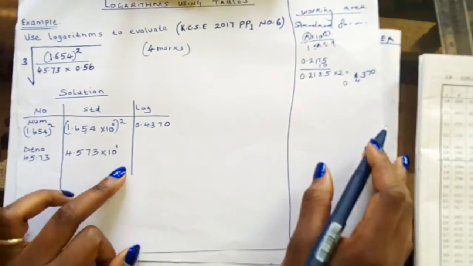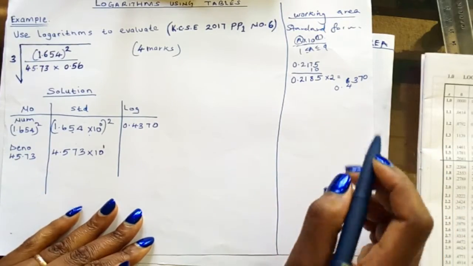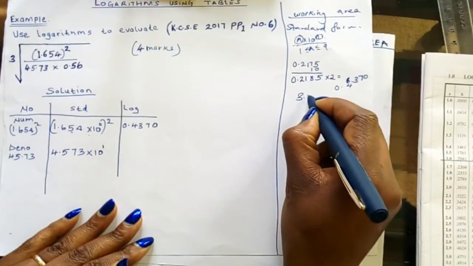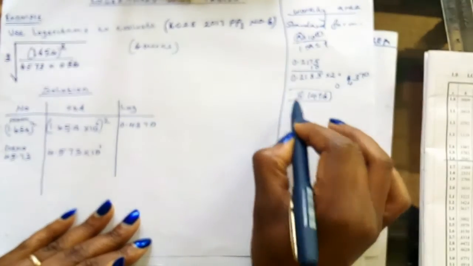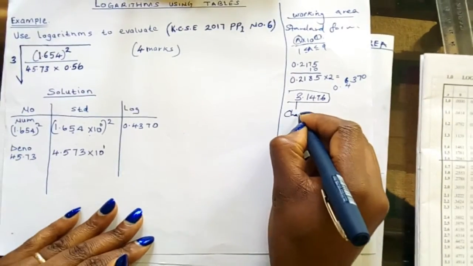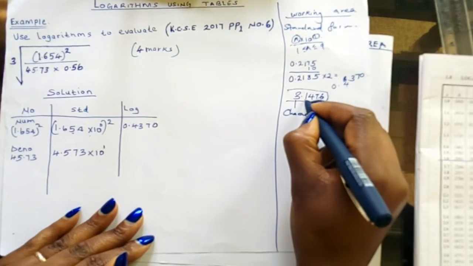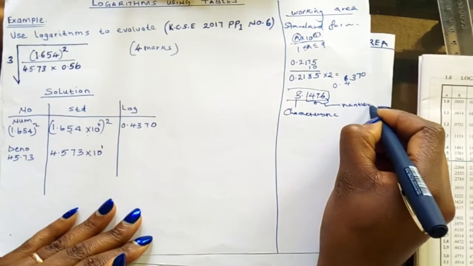Now the power accounts for the characteristic. Remember, any log of any number, we usually have two parts. For example, 3.1476, if assuming this is now the log, this one is the characteristic, and this part after the decimal place is the mantissa part.